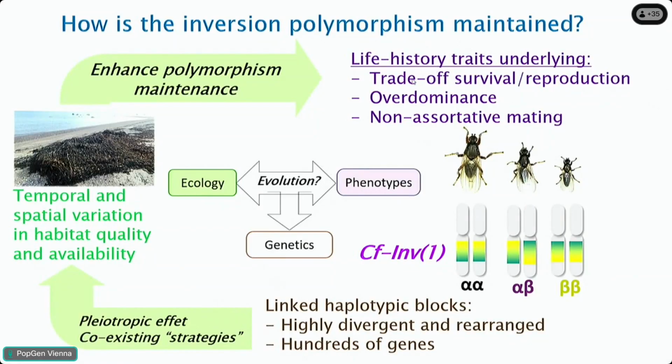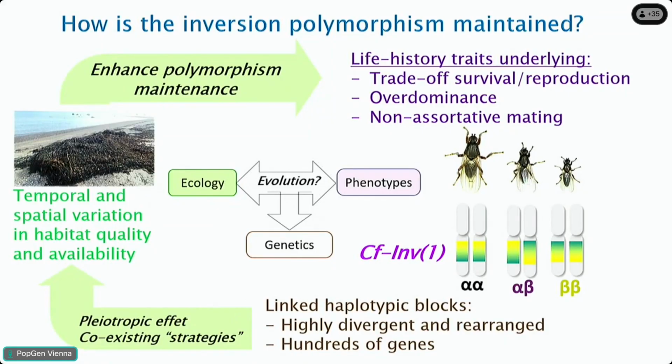We observe overdominance. There is also some non-random mating, apparently, from the paper, and we could see a difference in the cuticular hydrocarbons, which is how flies recognize each other. And what we modeled and inferred is that there is some temporal and spatial variation in habitat quality and availability, and this reinforces the balancing effect.